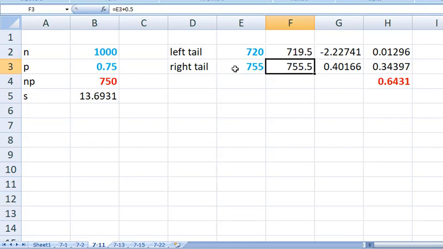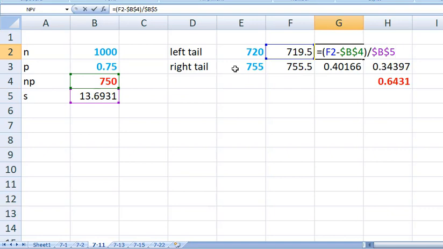Those are the actual numbers I'm going to do my probability of. I can then calculate my z-factor coming through, so it's my F2, which is my expected value x minus the B4, which is the expected value. So it's 719.5 minus 750 over my standard deviation of 13.1. That gives me a z of minus 22.